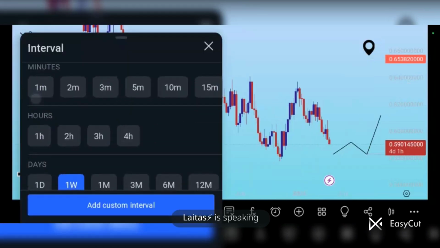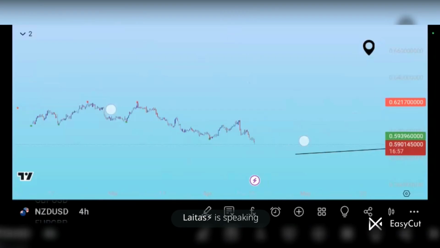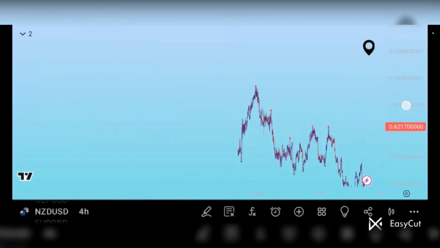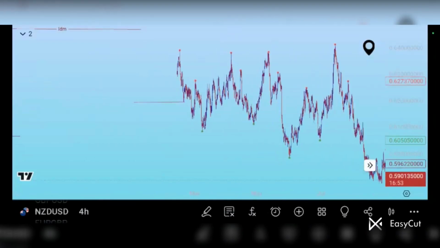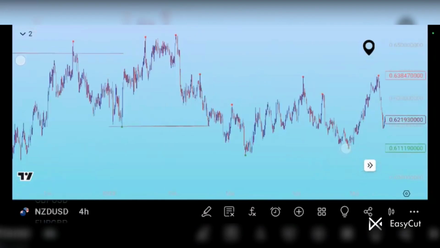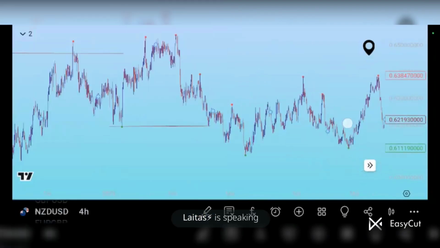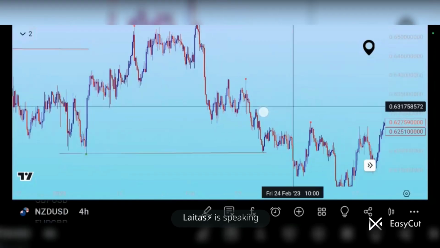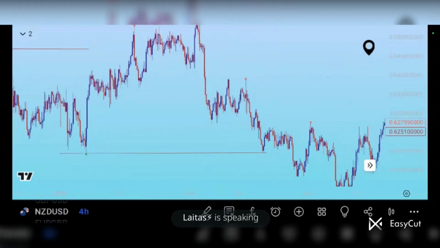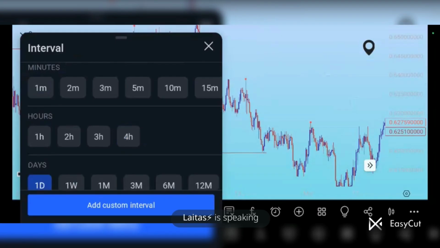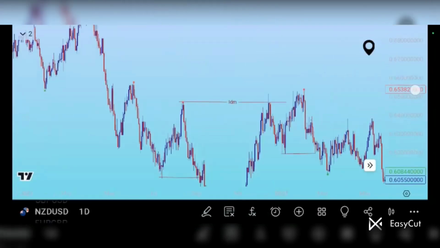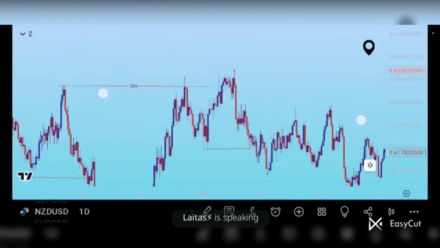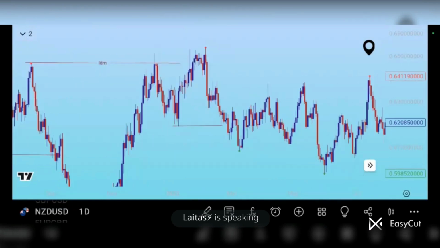Let me go to H4. I went to H4 and I see that the candle formation is too much, so that's why we went to daily. See daily now, this is still better. So this is the low that swept this high, this inducement.